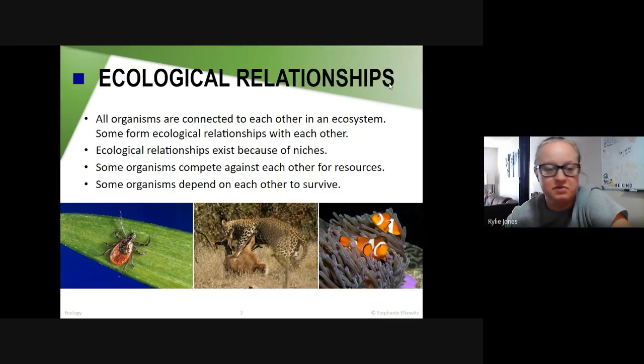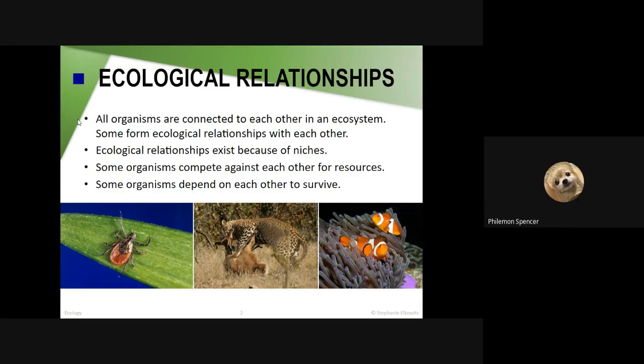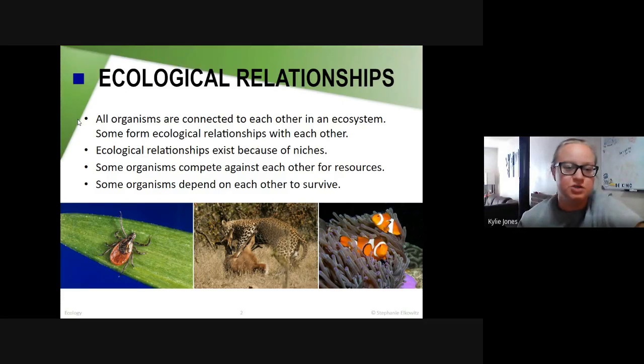So ecological relationships. This means basically how the animals and plants and everything are related to each other and how they benefit or hurt each other in an environment. So first, all organisms are connected to each other in an ecosystem, some form of ecological relationship with each other. So they're always going to be related in some way. Some of them have more in-depth relationships than others. So these ecological relationships exist because of the niches, which is all of the different roles that the organisms play in the environment.